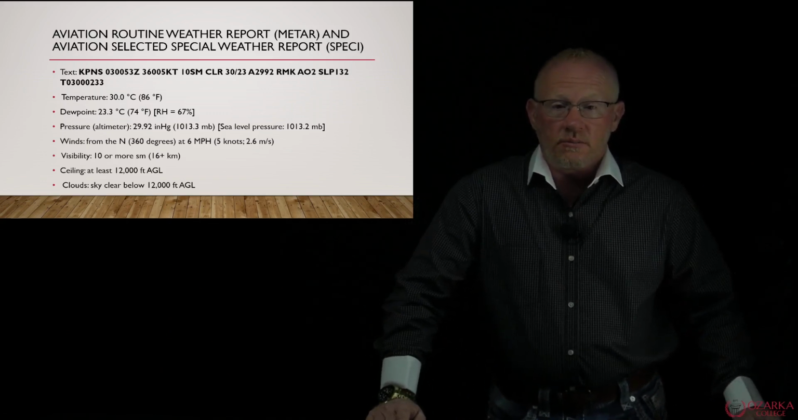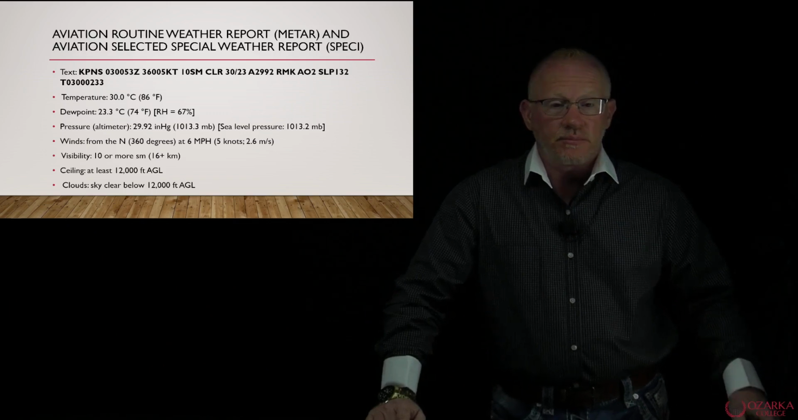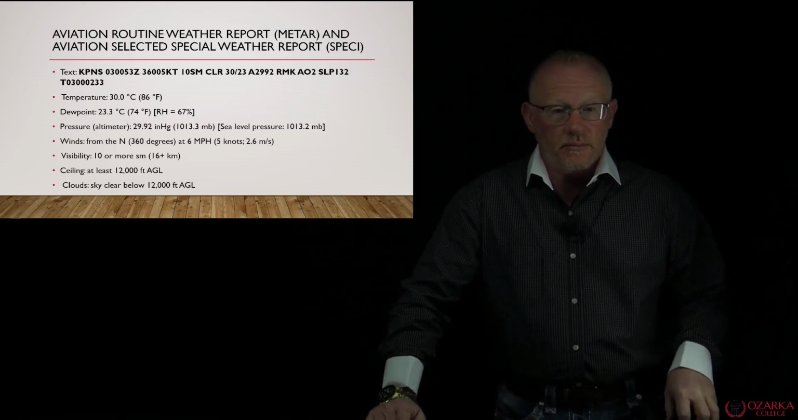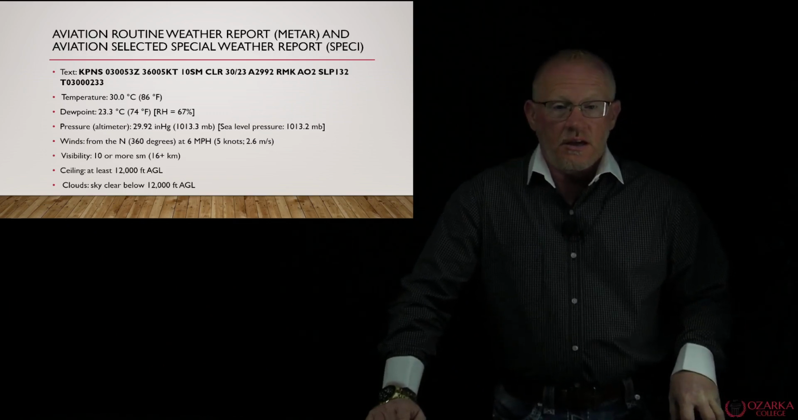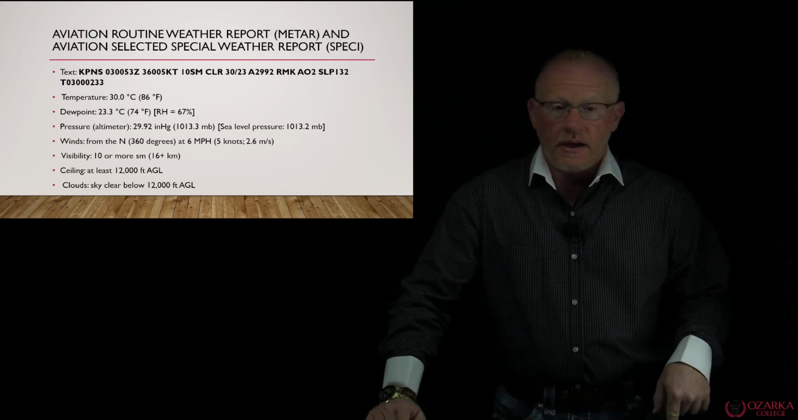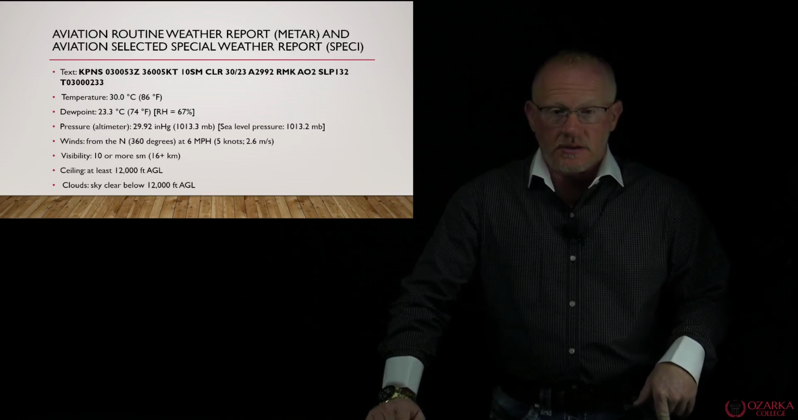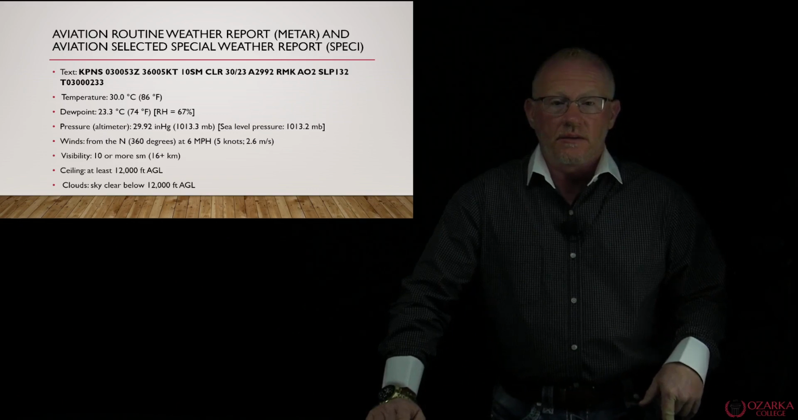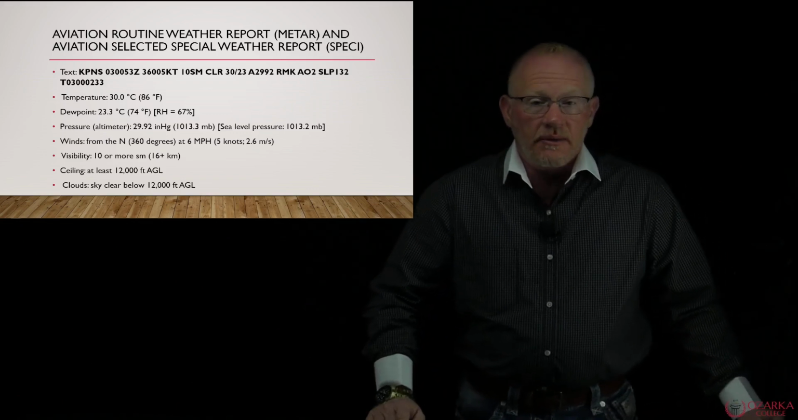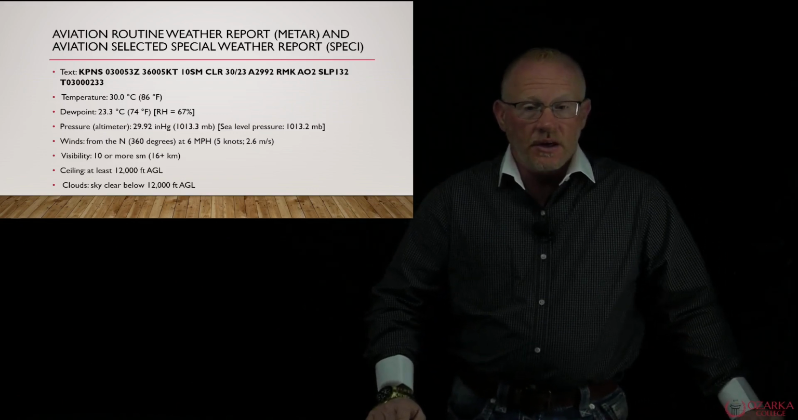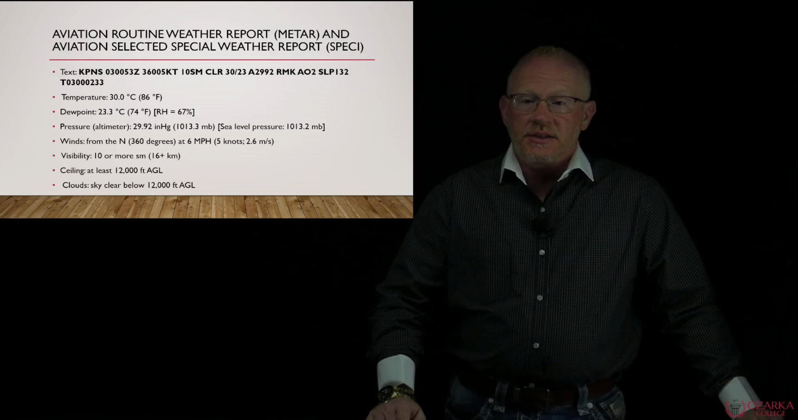So this remark says AO2. Now AO2 means that it has precipitation discrimination. If you see AO1, it does not have precipitation discrimination, okay? Now, the sea level pressure is 1,013.2 hectopascals.